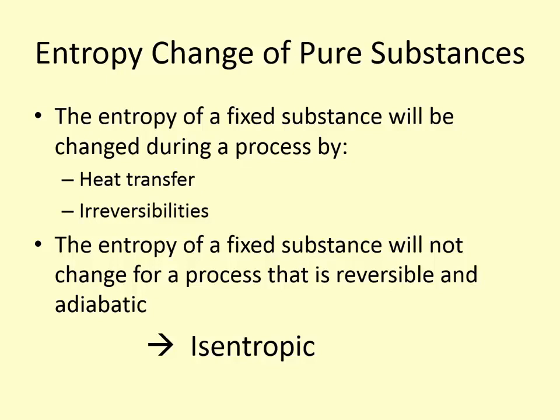The second way to change entropy during a process is if there are irreversibilities. If there's friction or head loss or chemical changes, then you'll have an entropy change. The entropy of a fixed substance won't change if you don't have irreversibilities and you don't have any heat transfer. So if it's reversible and adiabatic, we can also say that the process is isentropic, meaning that the entropy at state 1 is the same as the entropy at state 2. You can have some situations where a process is isentropic even though it's not reversible and adiabatic. But if it is reversible and adiabatic, it will always be isentropic, although the opposite doesn't always hold true, since there are some processes that have irreversibilities and heat transfer, but they counteract one another.